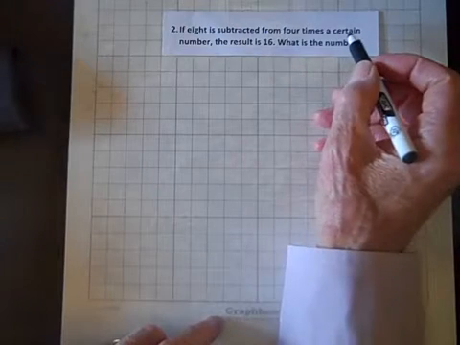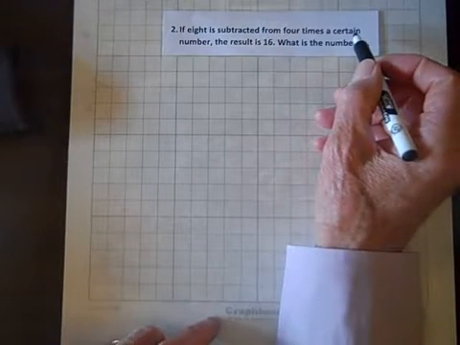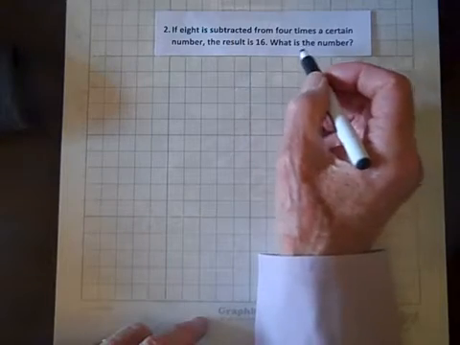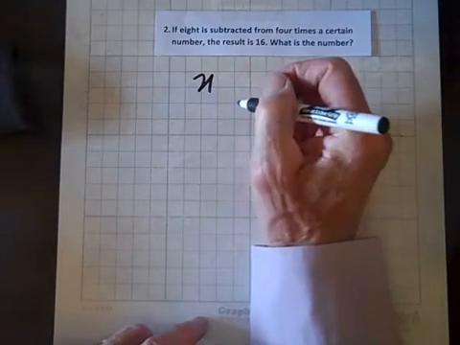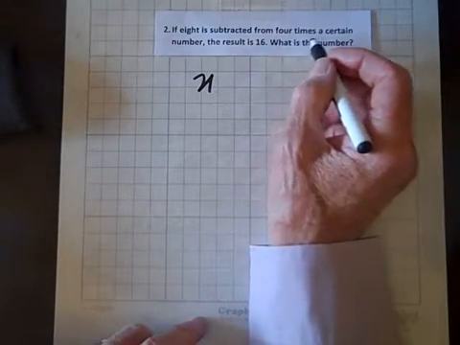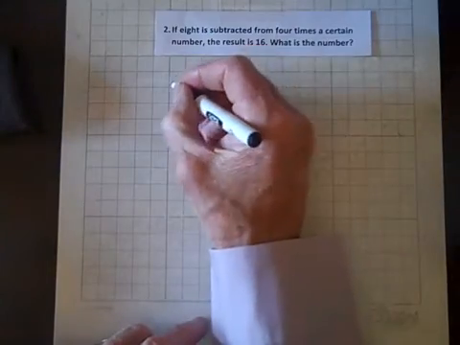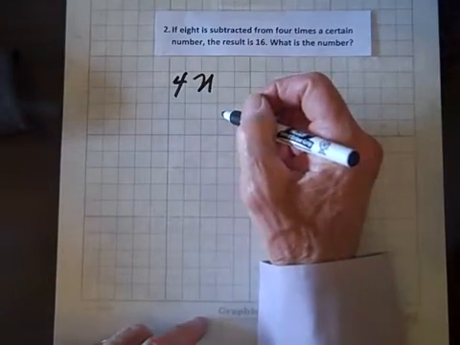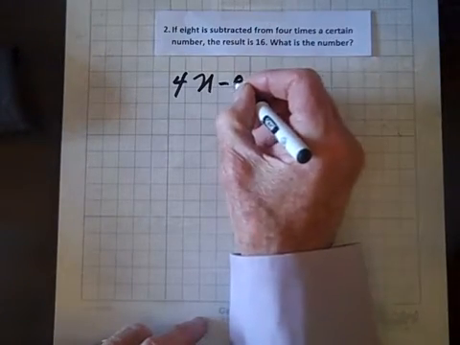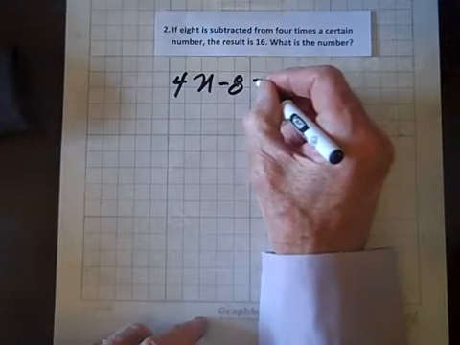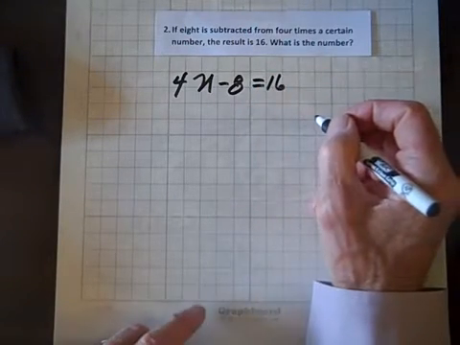We have another one. If 8 is subtracted from 4 times a certain number, the result is 16. What is the number? Well, I don't know what the number is, so I'll call it n. And 4 times a number, so I guess we're talking about 4n. And if 8 is subtracted from this, so minus 8, and the result is 16, so that equals 16.